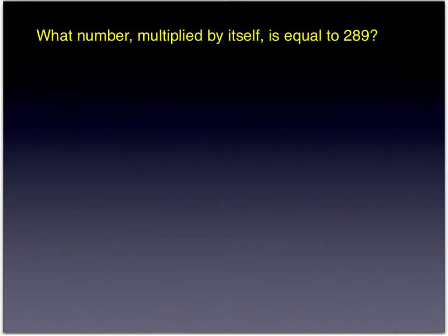So what number multiplied by itself is equal to 289? This is where we get complicated, and you can find different strategies to solve the problem. The best way to start is to go with the numbers you're comfortable with. Let's start with 10 squared, which is 10 times 10, equals 100. We're well below 289, so it's not going to be 10 squared.